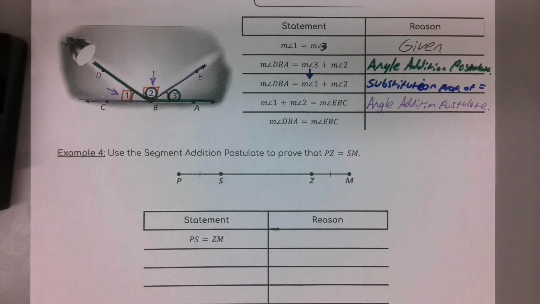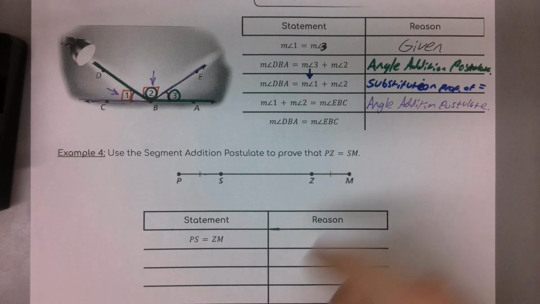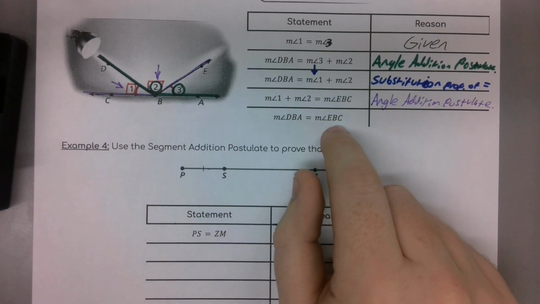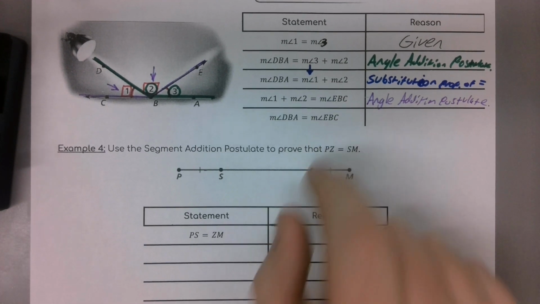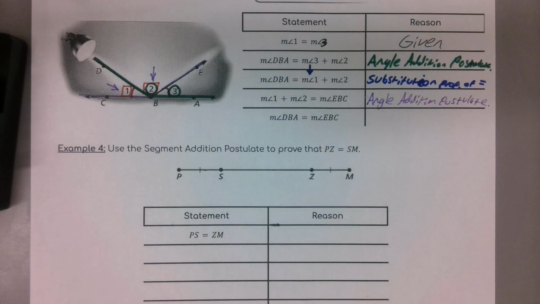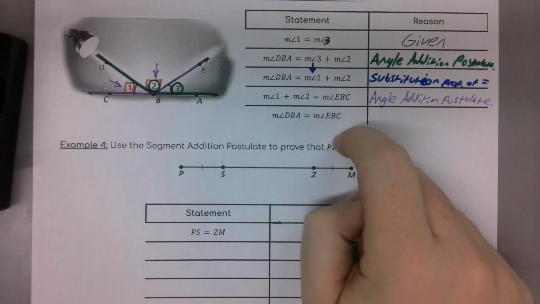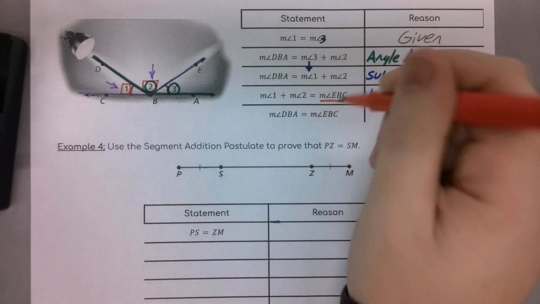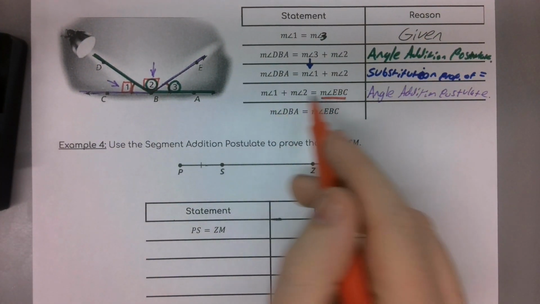The last thing we need to do is to make a logical leap. We need to somehow figure out how the measure of DBA equals the measure of EBC. The first thing that I'd like to note is we should look at all the information where the measure of EBC is on this side here. It turns out there's one place right here. Okay, so we're definitely going to need to use this statement somehow.